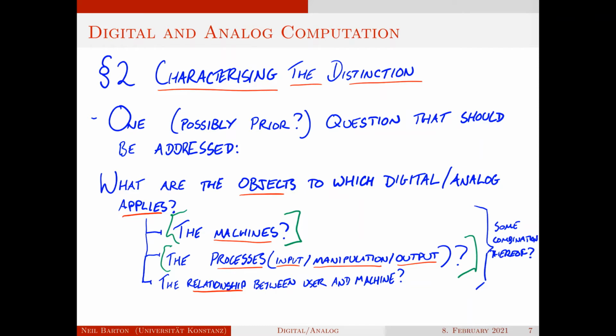And finally, it could be something more subtle. It could not just be the machines or the processes, but it could be some relationship between machines and/or processes. So it might be that different things are going to count as analog or digital depending on how they're being interpreted. And this is really important, I think. This is something that we'll return to a bit later, and I think it's one of the very interesting things that comes out of this debate.